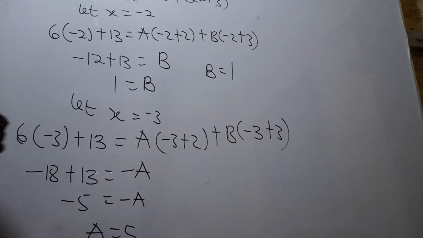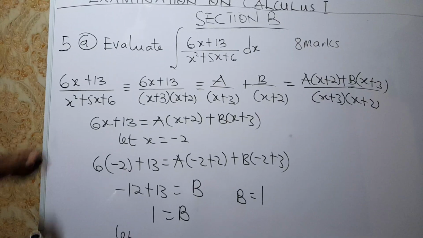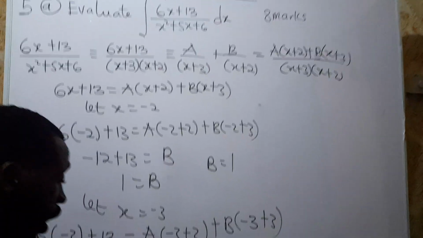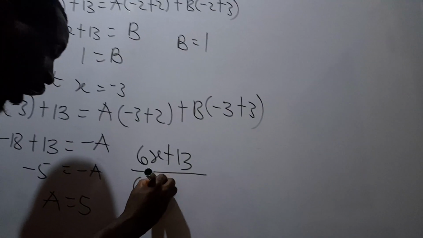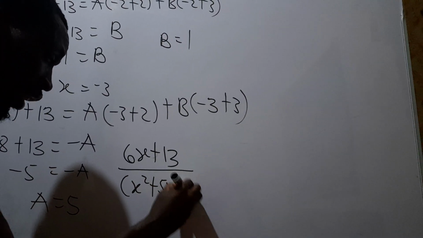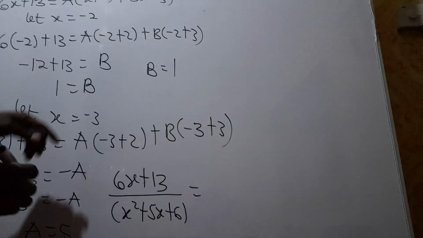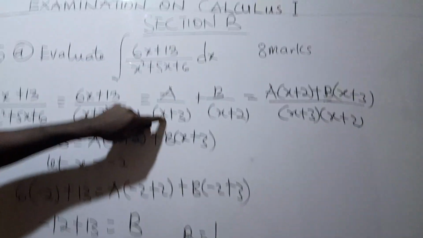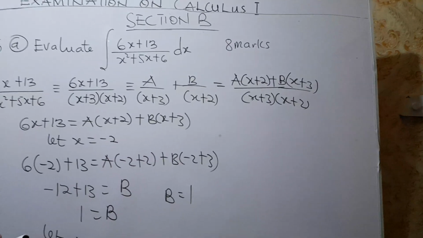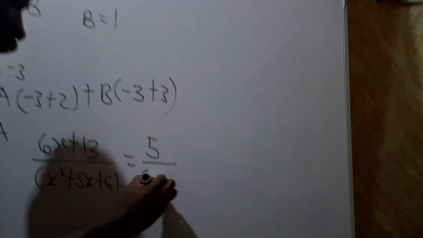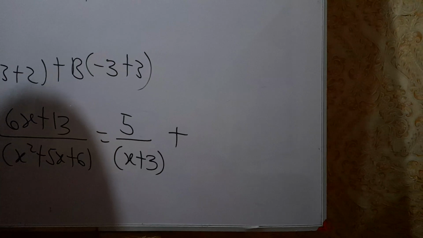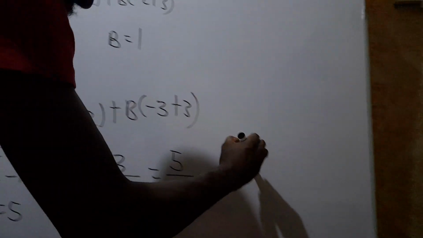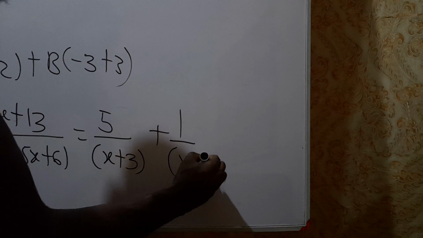Then we can say our partial fraction, 6x plus 13 all over x squared plus 5x plus 6, will be equal to A over x plus 3. And what is our A? Our A is 5, so we can say 5 over x plus 3, then plus B over x plus 2. And what's our B? Our B is 1, so 1 over x plus 2.